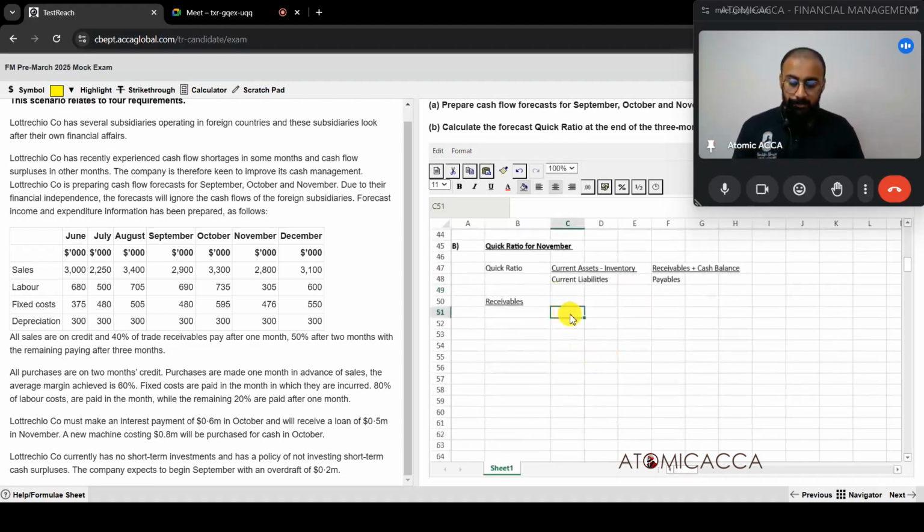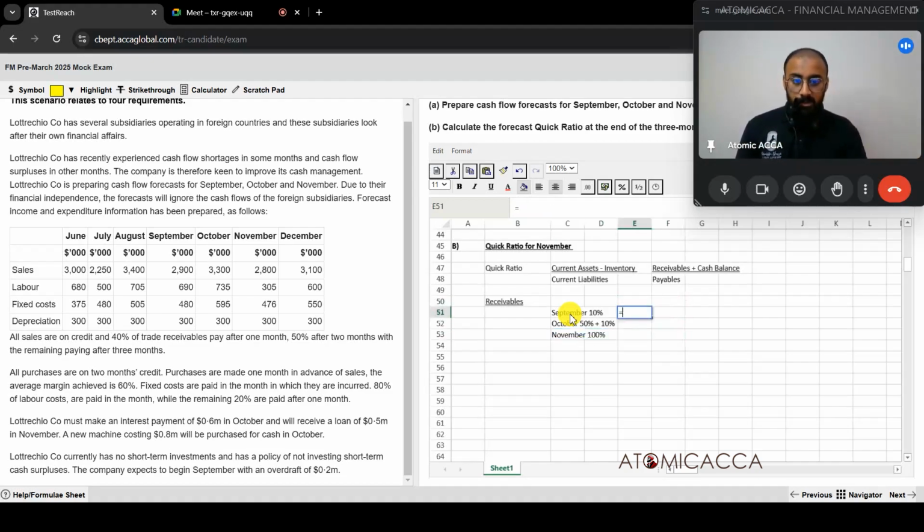So receivables. September: 40% in October, 50% in November, 10% in December. So September's 10% is pending. October: 40% will come in November, but 50% is in December, 10% is in January. So 50% plus 10% is pending. And November, 40% is in December, 50% is in January, 10% is in February. So all the amount is pending. So the November 100% figure is pending.